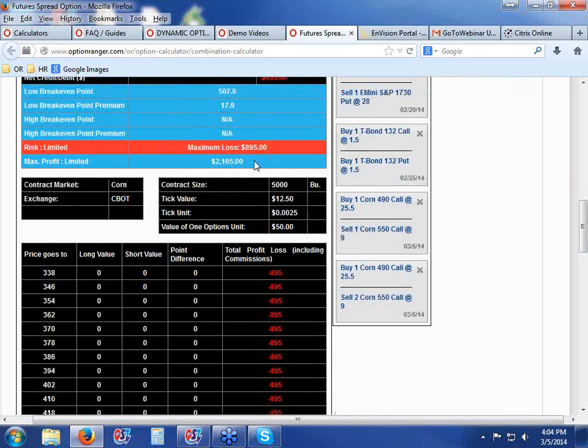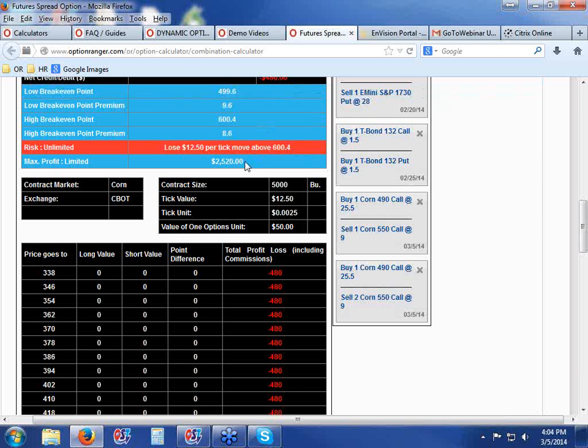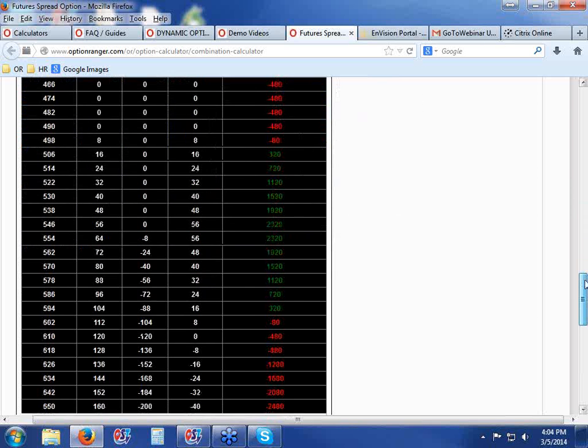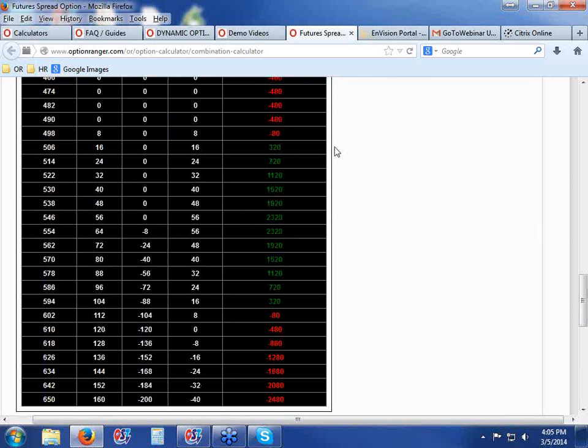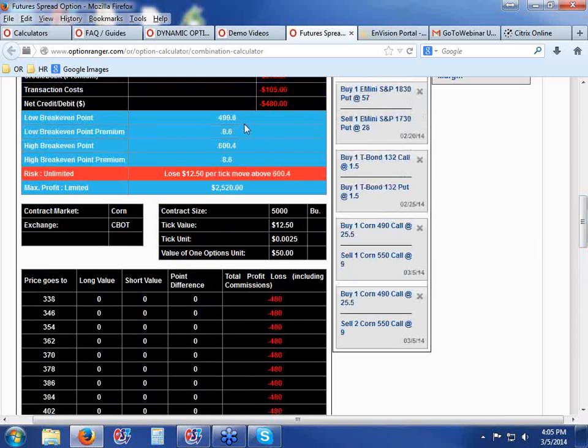On the $895, the profit is limited to $2,105 on the spread. On the new example, it's $25.20, so it's a higher profit. It's a lower input, but see it in red. The risk begins above $550, at 1250 per tick, and when you look at it on the spreadsheet, you've got a nice little sweet spot here above your break even intrinsically at 499 and 3/4.